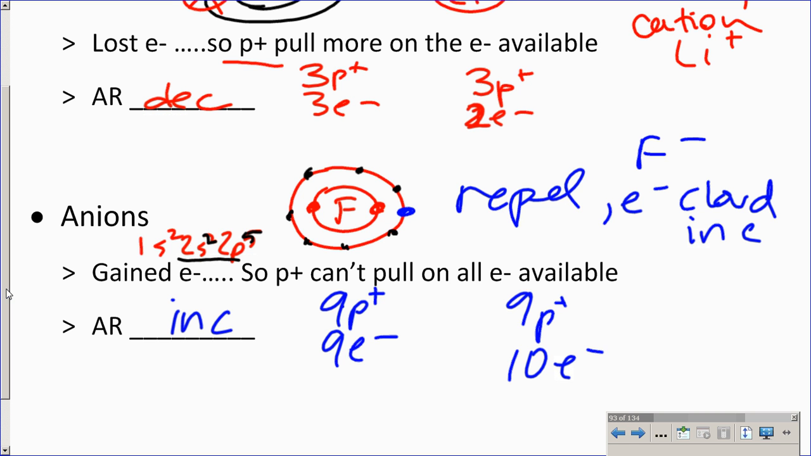So you can talk about it from different perspectives, but I like the repulsion one because if you think repel, you think move away from each other, so the cloud gets larger. All right, so thumbs up if that makes sense. All right, so we've got to work on some of the explanations here.